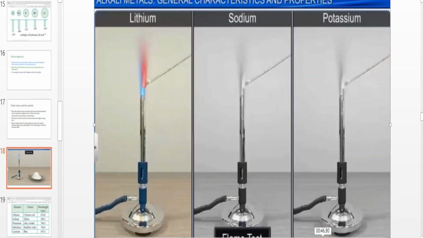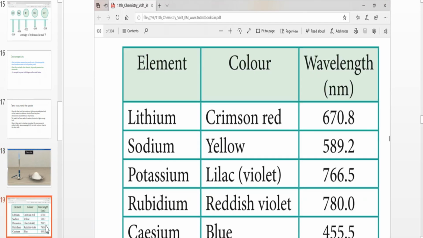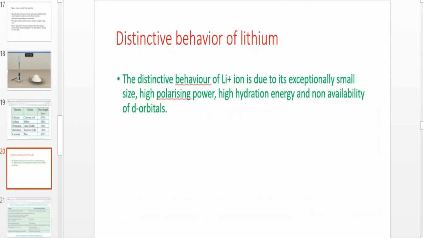This is called the flame test. Lithium gives a candy apple red or cherry red flame, whereas sodium gives a yellow flame and potassium gives a lilac or violet flame. Lithium gives crimson red, sodium gives yellow, potassium gives lilac or violet, rubidium is reddish violet in color, and cesium gives blue as it is introduced into the non-luminous part of the Bunsen flame.